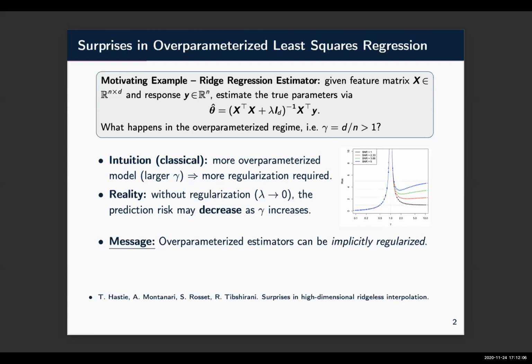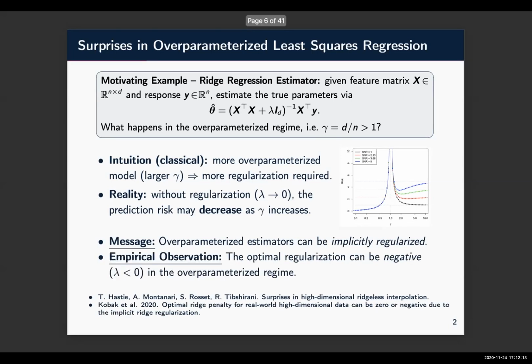In the case of ridge regression, it has been argued that overparameterization induces an implicit L2 regularization. And what's funny is that, at least empirically, the optimal explicit regularization lambda can be negative in the overparameterized regime. One way to interpret this is that the implicit L2 regularization is so overwhelming that the explicit L2 regularization has to be negative to partially cancel it out. This phenomenon has been empirically observed, but we don't have a rigorous theoretical explanation for it. This is going to be one of the motivations of our work.